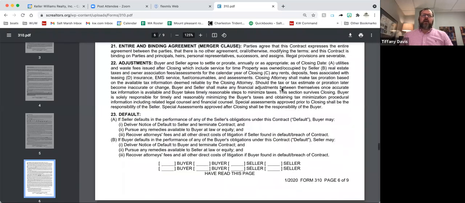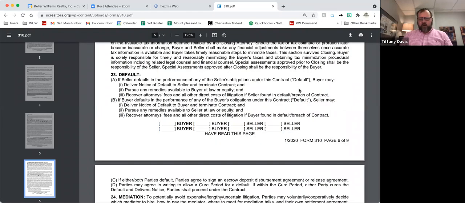Section 23 talks about the potential pitfalls of defaulting on the contract. This is really the only information you can give as far as advice is concerned. If a client is looking to default on a contract, you can basically say, here's what happens. And then here are the things that may be done by the buyer or the seller, depending on who is to default. If you have any further questions, they do need to talk to an attorney on that.